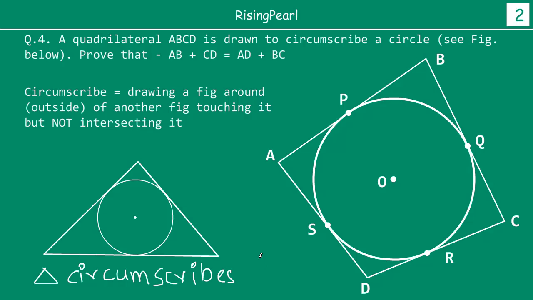It's very important to understand what we mean by circumscribing, because you will see this term quite a bit. Circumscribing means drawing a figure around, outside another figure, touching it and not intersecting it. So in this particular case, we have a triangle circumscribing a circle. Now that we understand this, let's clean this up a little bit.